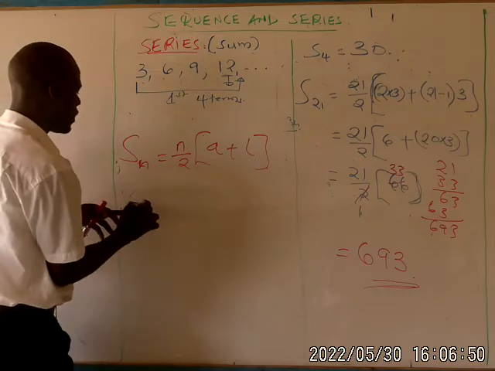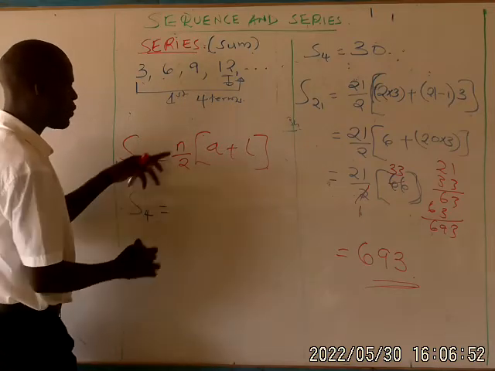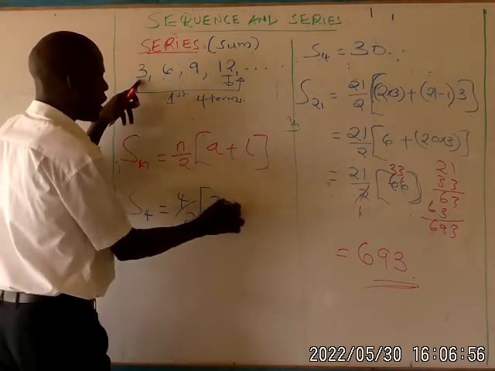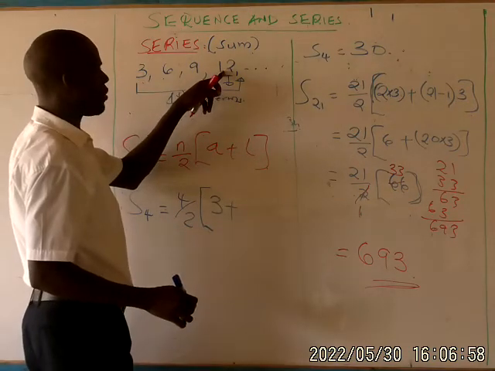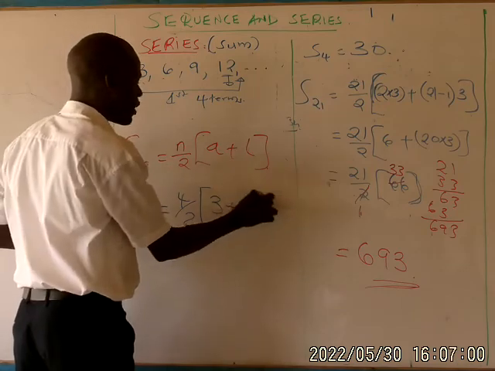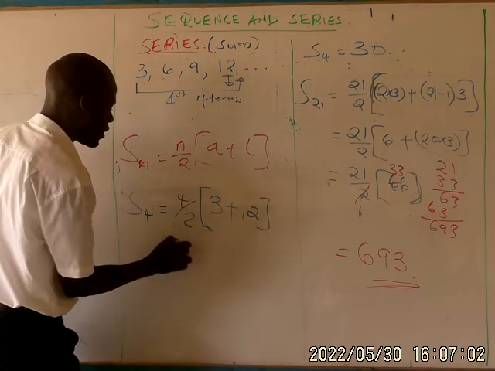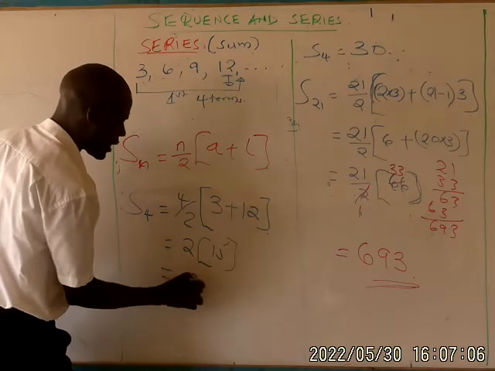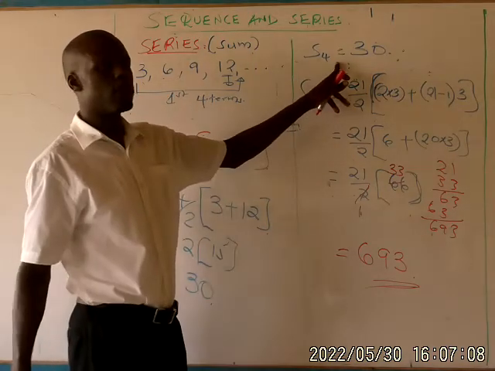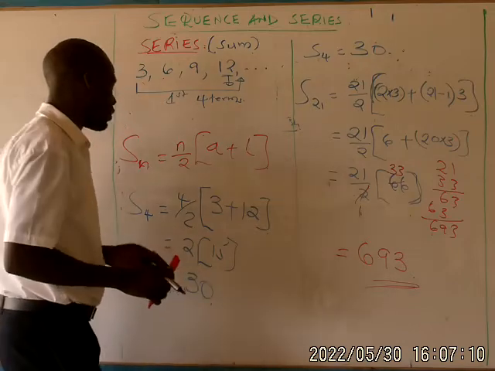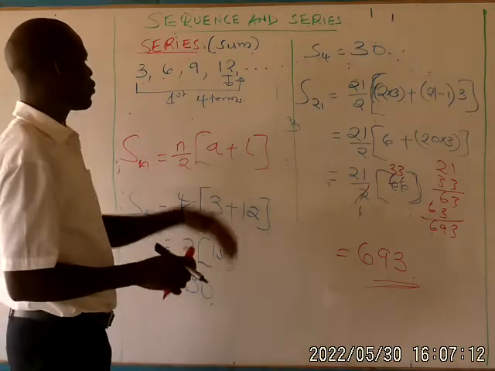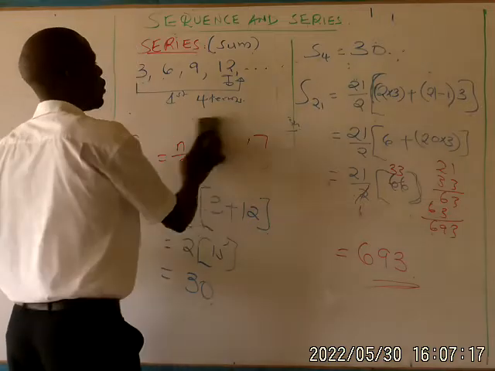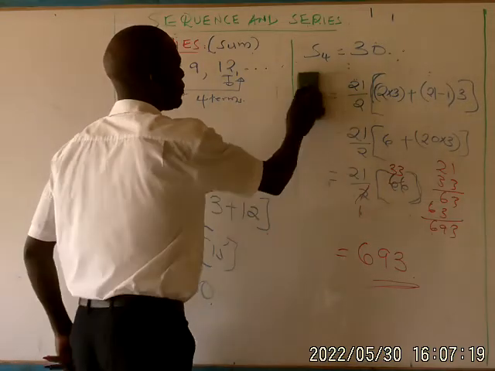That's our last term. So the sum of the first 4 is 4 over 2 into a, which is 3, then plus what you have, 12. That's our last term. So you find that this is 2 into 15. Therefore, the answer is that, and this is what we add here: the sum of the first 4 terms. So you can use those formulas to easily work out those questions given.